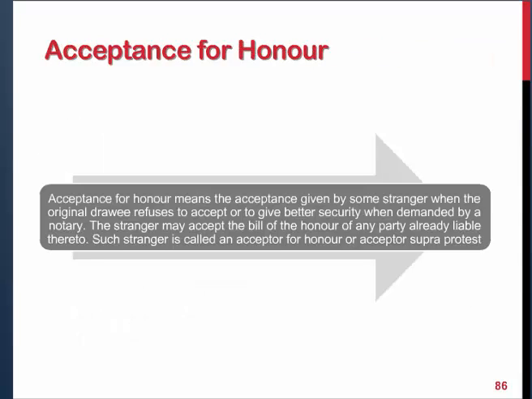What is acceptance for honor? Acceptance for honor means the acceptance given by some stranger when the original drawee refuses to accept or to give better security when demanded by a notary. A stranger may accept the bill for the honor of any party already liable thereto. Such stranger is called an acceptor for honor or acceptor supra protest.